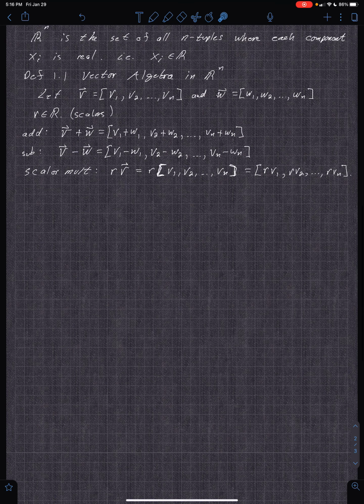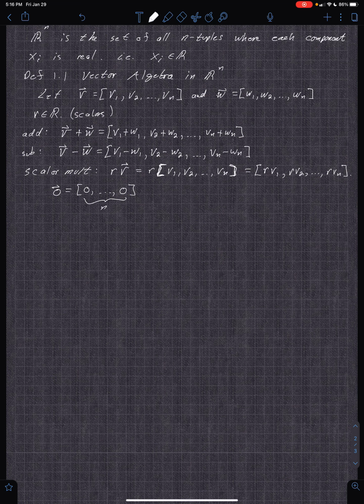Okay, and then the zero vector. So the zero vector equals just 0 in each component, 0 all the way to 0. And then there are n positions of the 0.